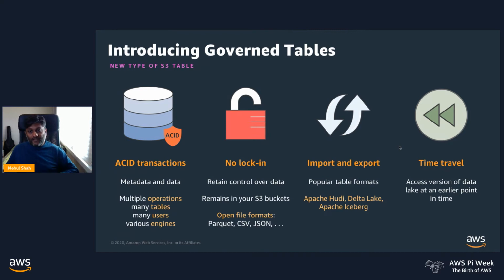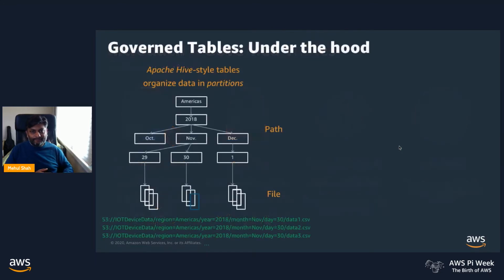The cool thing about governed tables is there's no lock-in, right? All the data actually remains in customers' S3 buckets. They retain control over their data, and the data is actually sitting in open file formats like Parquet or JSON. We make it easy to import and export data from a variety of other table formats, for example, Hoodie or Iceberg, in and out of governed tables. And because governed tables keep track of every update that's happening to your data lake, you can actually access a version of your data lake as of a previous point in time. We call this time travel.